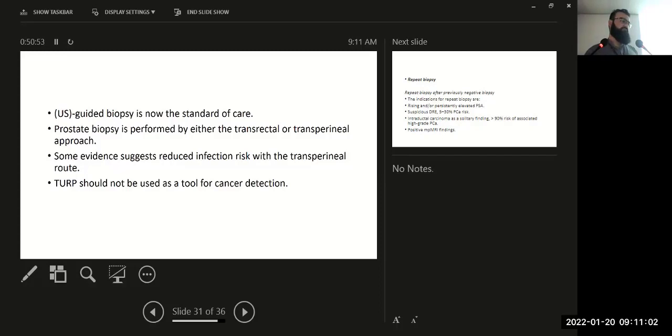One thing is that the tumors are found in the peripheral zone. You may miss the tumor when you're doing TURP. The patient might have a tumor, but you end up missing it because you didn't resect the peripheral zone in your TURP. You were resecting the transitional zone. So it is not a tool for it.